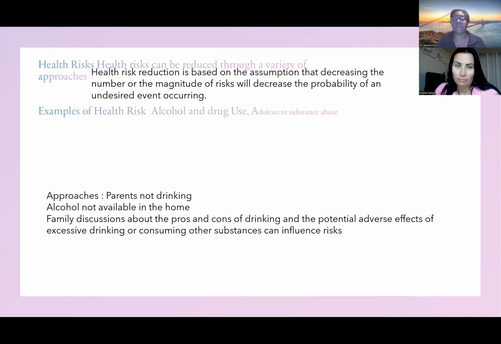Some examples of health risks are alcohol and drug use, and more specifically, adolescent substance abuse. So what would be ways that the family could potentially decrease this health risk? And the health risk is alcohol or drug use. What are some things that a family could do? Not have alcohol in the house. For a teen, or for everybody in the family? Everybody, and specifically for teens.